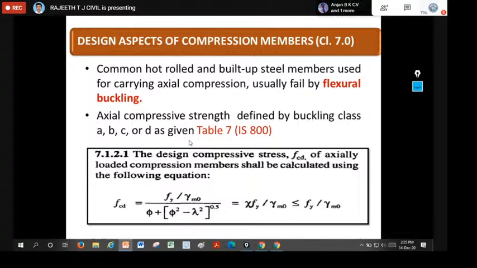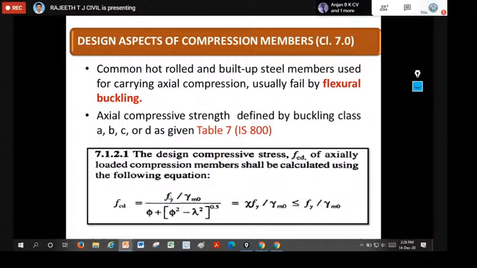So actually we would classify the entire compression members. What we're going to use in steel structures is four categories, four buckling classes based on limiting width and thickness ratios. Okay, the classes are A, B, C, D. It is given in Table 7 of IS 800. So we have one formula in the code book.